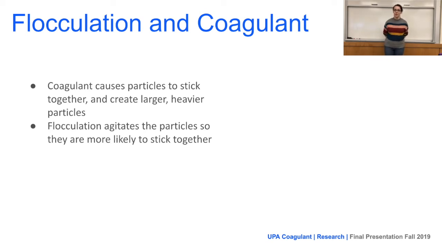Coagulant is added to dirty water in the water treatment process because it causes particles of material such as clay or bacteria to stick together, resulting in larger, heavier particles which will ultimately separate from the water during the sedimentation process via gravity. Flocculation agitates the particles so that the number of collisions between particles is higher, resulting in more successful collisions and more particles stuck together. Coagulant and flocculation are very important to the sedimentation process, and it is these factors that we hope to gain an understanding of through our research.